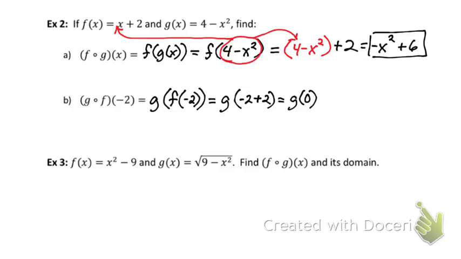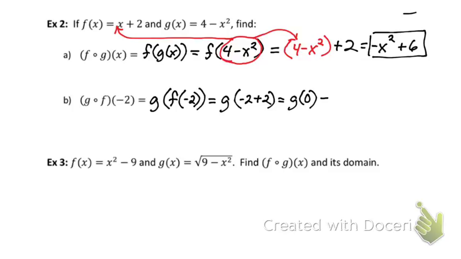Another way to do these also, sometimes it's easier for people to find your f of negative 2 off to the side and then plug it into their g of x. I'm just showing you what happens as breaking. And you'll see in my answer guide, a lot of times I just find my f of negative 2 and then I plug it in for g. But this is what's happened.